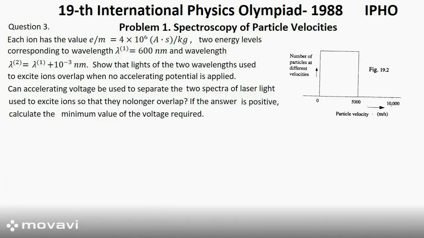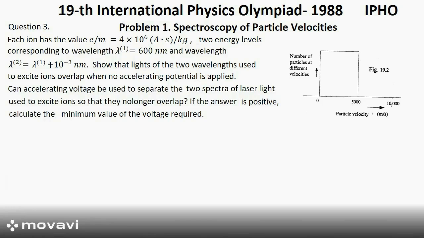When no accelerating voltage is applied, the subscript 1 implies that the minimum velocity of the ion is 0, and the highest velocity of the ion is 6,000 meters per second. If accelerating voltage U is applied, number 1 indicates that the wavelength of laser light pertains to the ion of lowest velocity, and number 2 indicates the ion of the highest velocity.